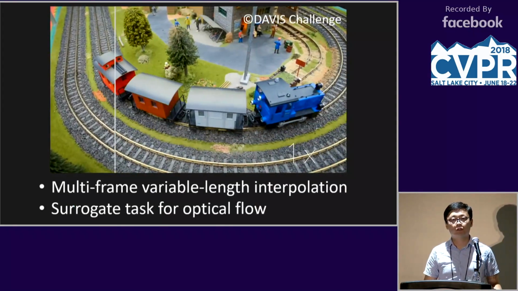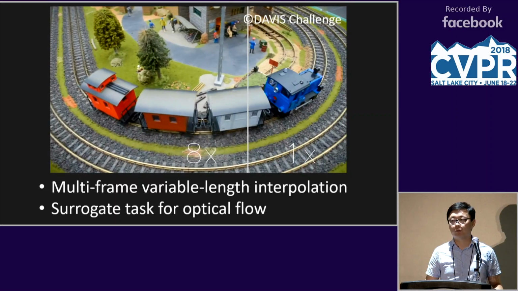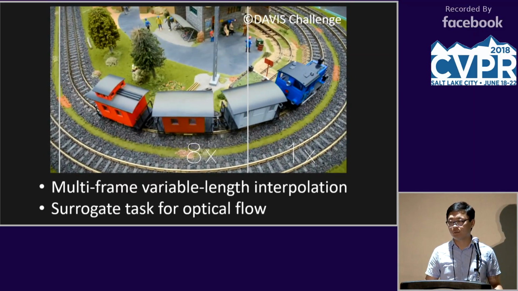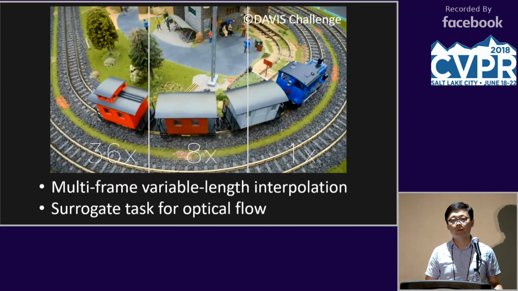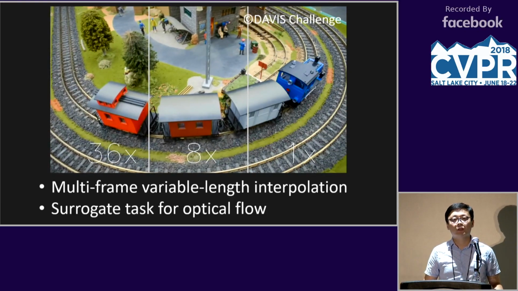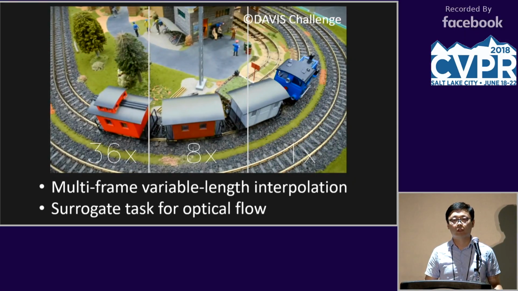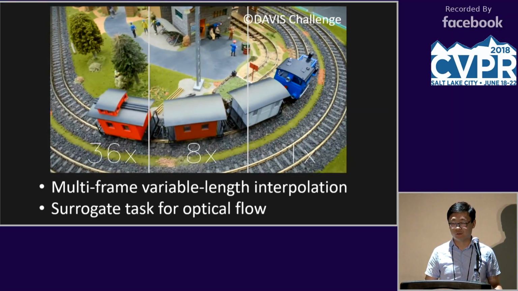To conclude, there are 2 key messages to take away. First, our approach is able to do multi-frame variable length video interpolation, generating as many intermediate frames as we want. Second, we show video interpolation can serve as a surrogate task for optical flow learning without using ground truth annotations.